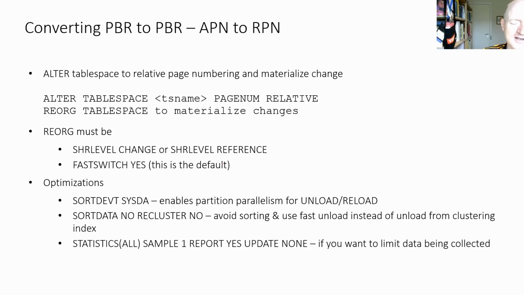If you really want to optimize, you can also basically dumb down the statistics: RUNSTATS TABLE ALL SAMPLE 1, REPORT YES, UPDATE NONE, which will collect as little statistics as possible and then throw it away. But that will save you a bit more CPU if you really want to optimize.